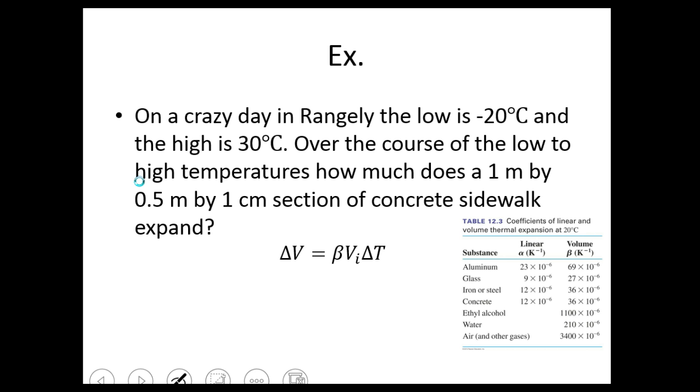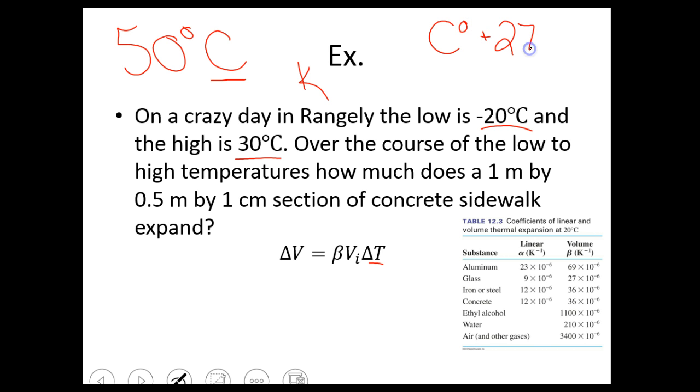All right, so let's pretend there's this really crazy weather day in Rangeley, and the low is negative 20 degrees Celsius, and the high is 30 degrees Celsius. And so we're looking at an overall temperature change of 50 degrees Celsius. Now, last lecture, I told you that the T in any formula was not Celsius, but Kelvin, right? The formula to convert Celsius to Kelvin is the temperature in Celsius plus 273, and then that's our temperature in Kelvin. So if we want to convert these to Kelvin, we can.